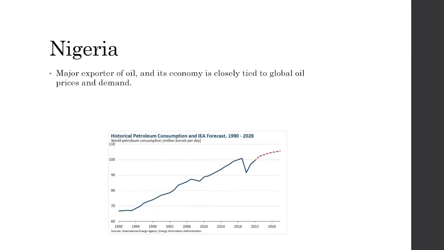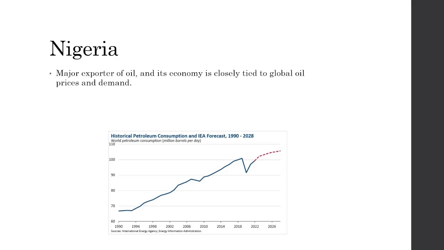Let's look at Nigeria. They're a major exporter of oil as well, and their economy is also closely tied to global oil prices and demand. So look at this graph here. We can see this is petroleum consumption. So this is demand. As demand goes up, you're going to be selling more. That's just how it works. Simply, the price goes up because more people are going to be willing to pay for more.